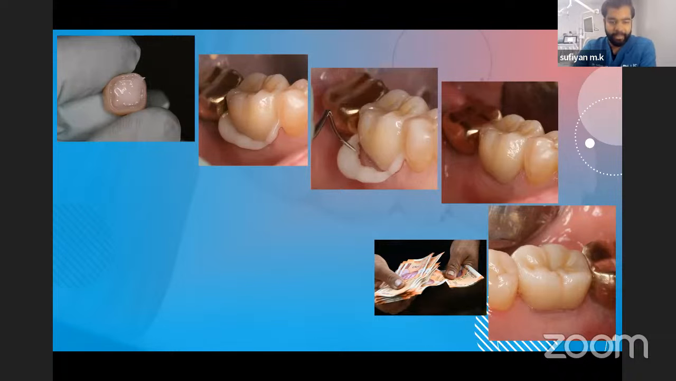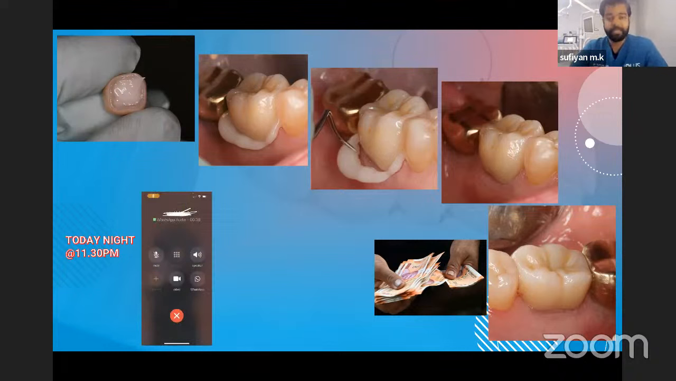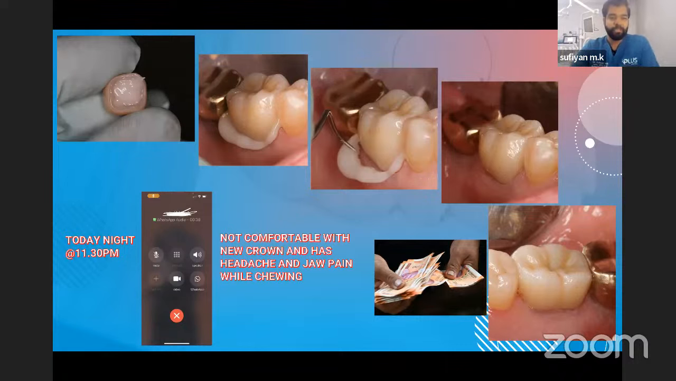And today is Saturday. Today night, around 11:30, you receive a call from the same patient saying that he or she is not comfortable with the new crown and has headache or jaw pain while chewing. Does it happen to you any night? If yes, just give me a thumbs up in the chat, or tell me yes or no, if you have faced this kind of scenario.